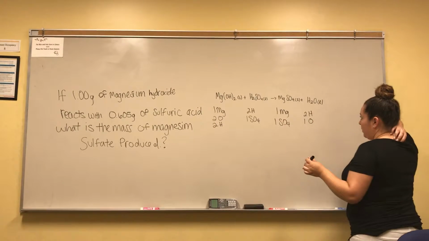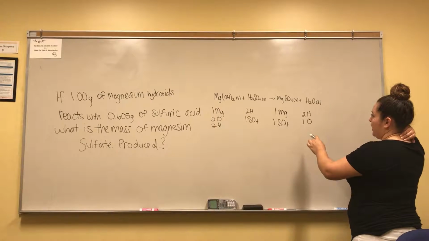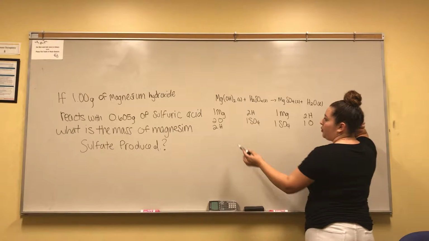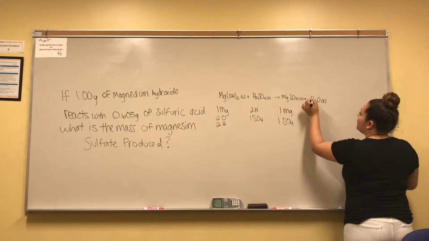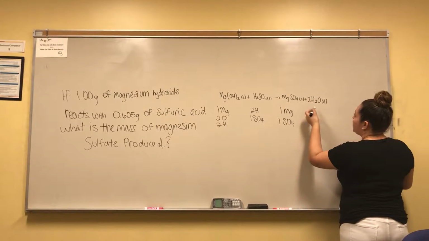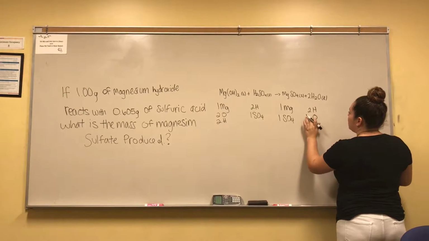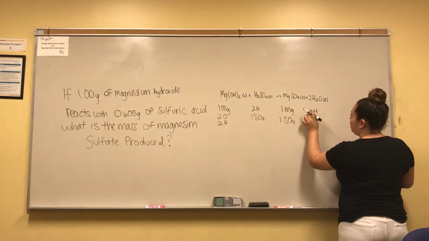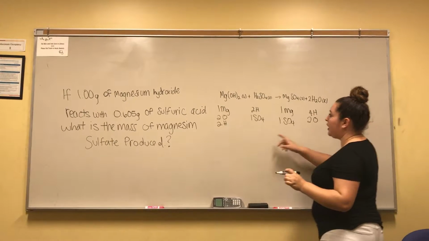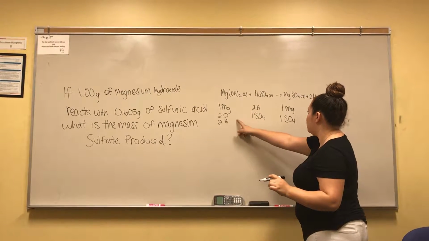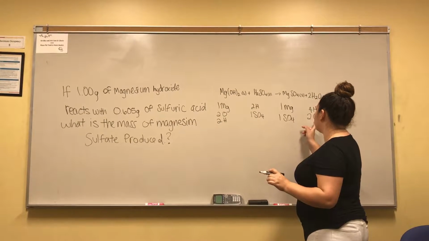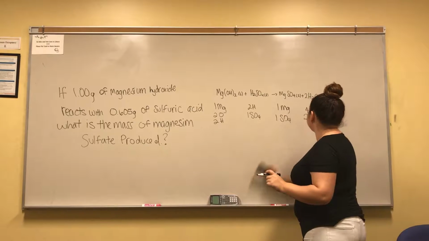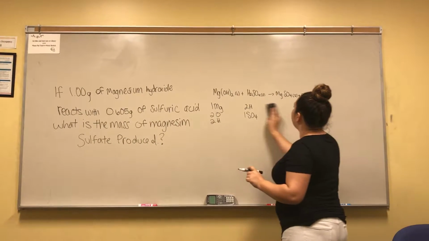So right away we can see that we only have 1 oxygen on this side and we have 2 on here, so we want to put the 2 in front of the H2O, which gives us 2 oxygens, but it changes us to 4 hydrogens, which is okay because we have 4 hydrogens on this side and 4 on this side now. So our equation is now balanced. So I'm going to erase this.